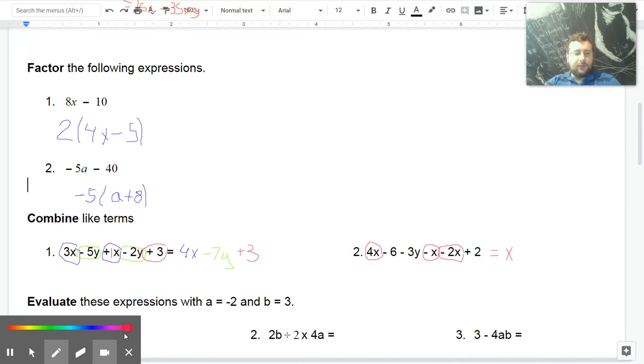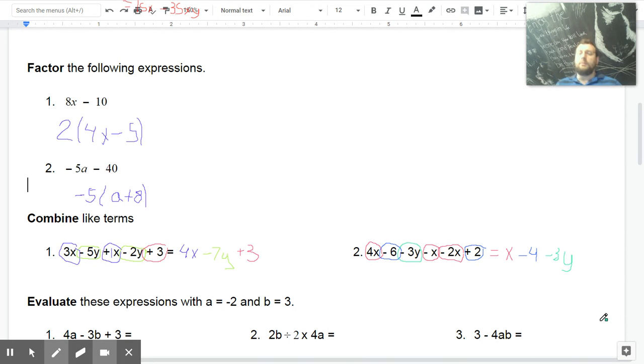And then the next is negative 6, and that can be combined with the plus 2, because they're both constants. And then negative 6 plus 2 is negative 4. And then all we have left is that negative 3y that's by itself. And then we just copy it down, negative 3y. And there you go. You've combined like terms.